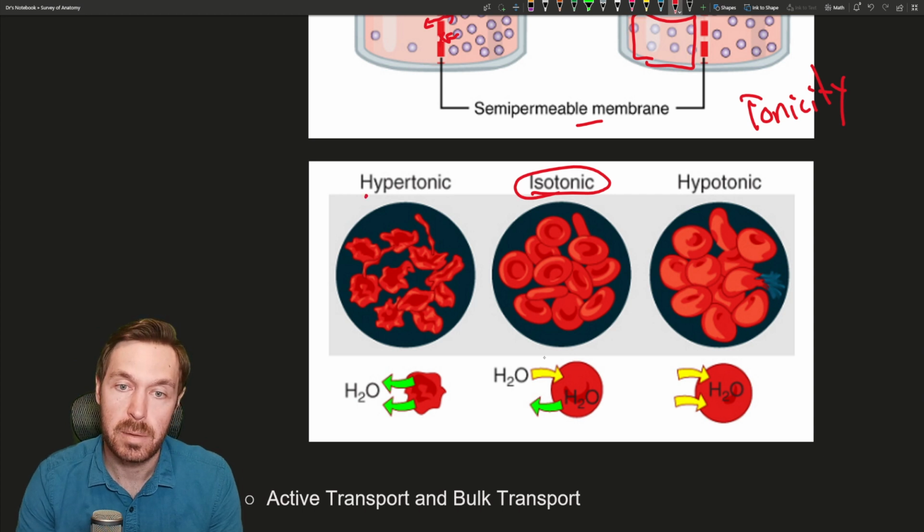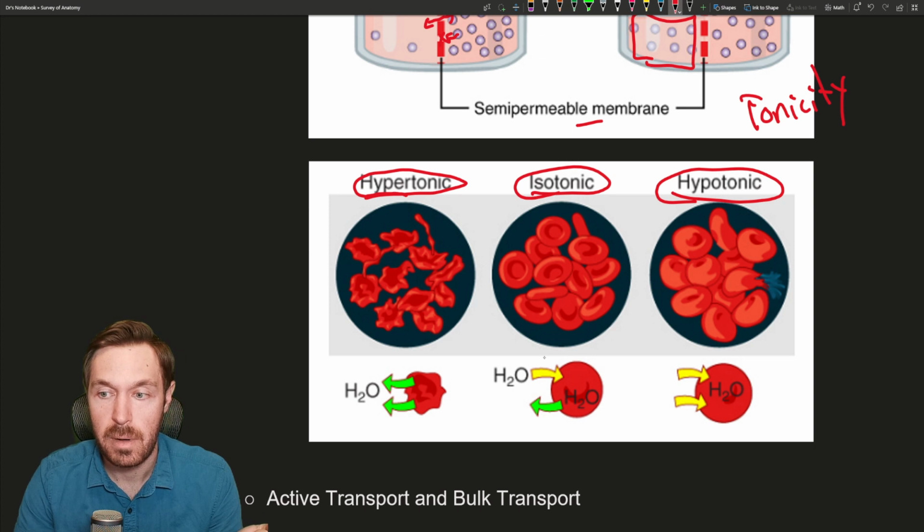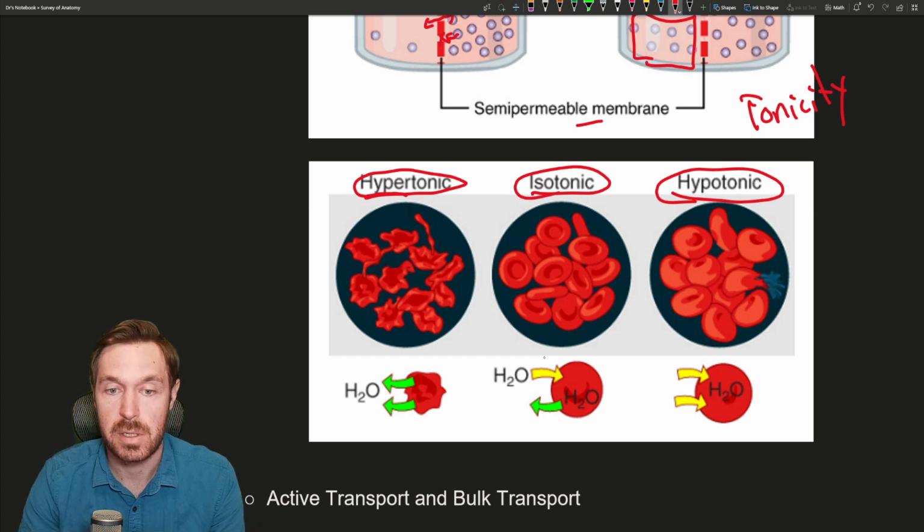Now, hyper means above, so we have hypertonic versus hypotonic. So hypertonic is when things move out. So you put the cells in a solution above, so outside the cell is highly concentrated. So low concentration inside compared to outside. Outside is a high concentration. So water is going to leave the cell, and then that's going to cause the cell to shrivel. So it's a high concentration of solutes.